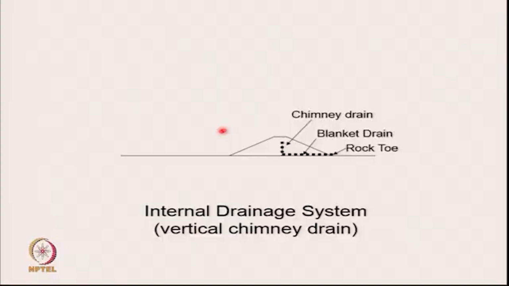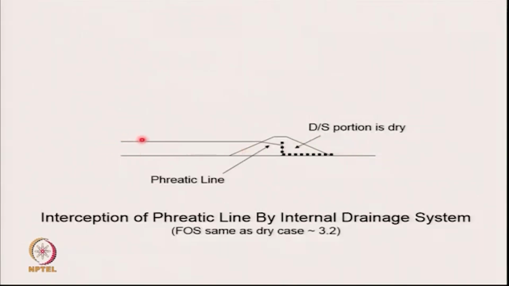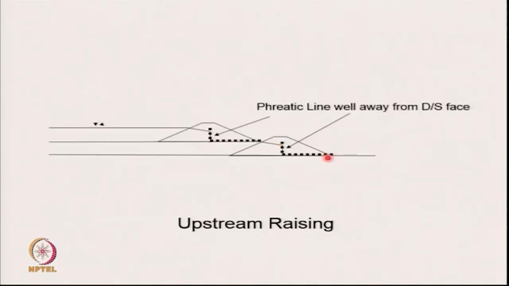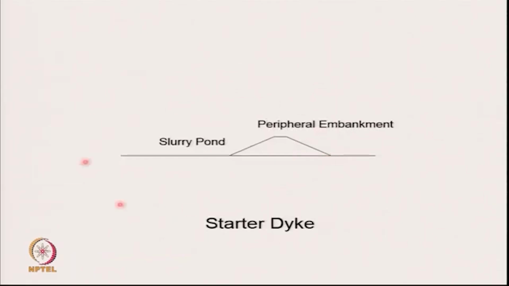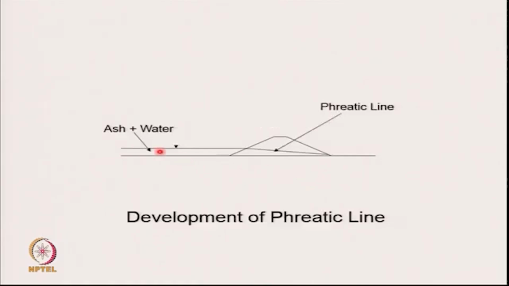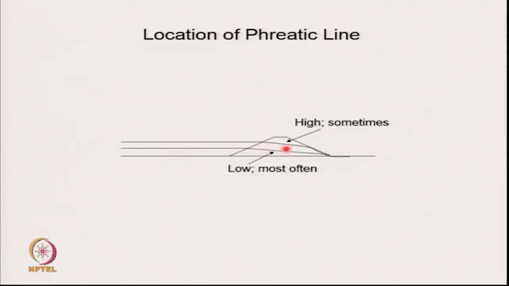So you have a chimney drain, you have a blanket drain, you have a rock toe, and the idea is that when the water is high, it should be caught by this. And similarly, when you are raising, then the phreatic line passes through this. Now let me take a peripheral embankment and a slurry pond. This may be low phreatic line, this may be high phreatic line. It is missing. The vertical chimney drain and the horizontal blanket drain is missing.